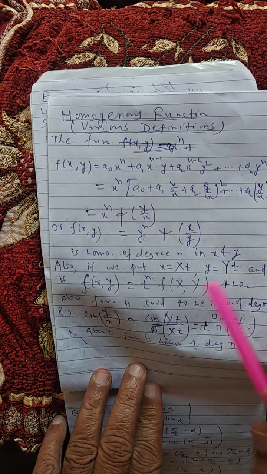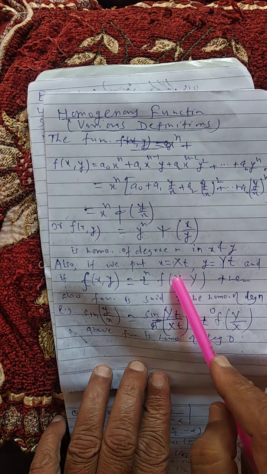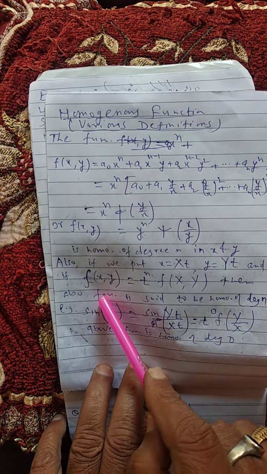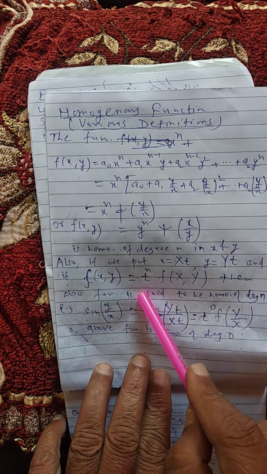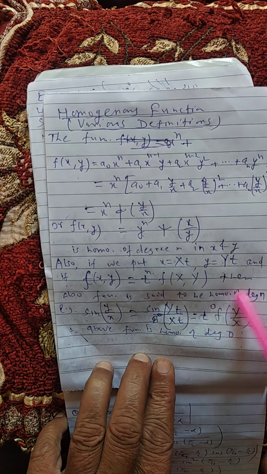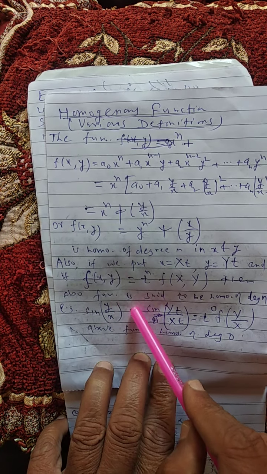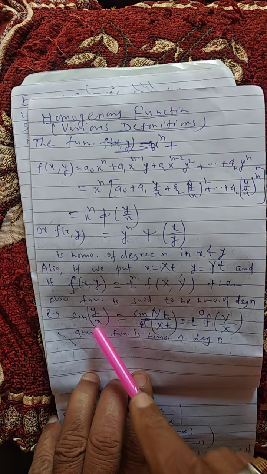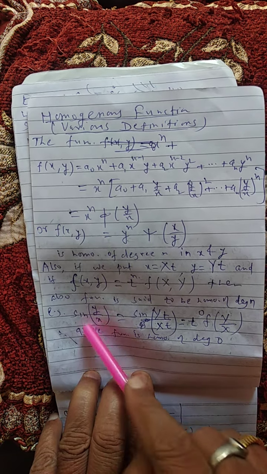Another definition: if we put x equal to xt, y equal to yt, and if f of x,y is equal to t raised to n f of capital X,Y, then also the function is said to be homogeneous of degree n. For example, sine of y by x.